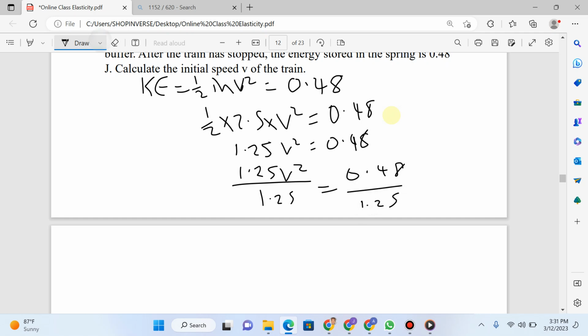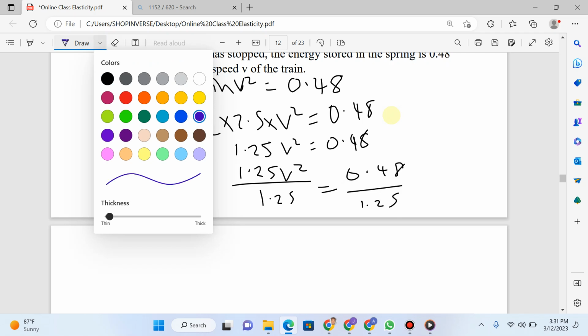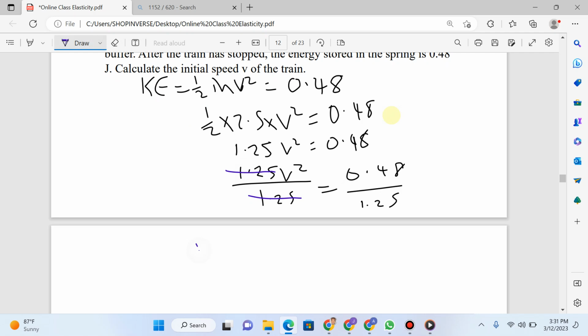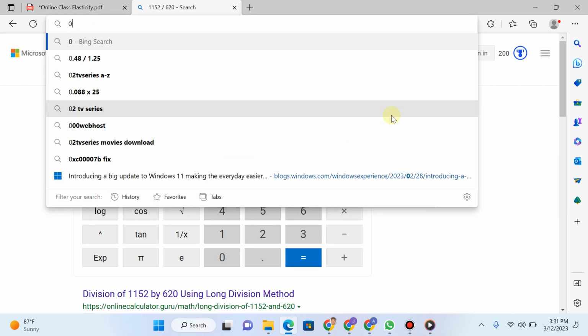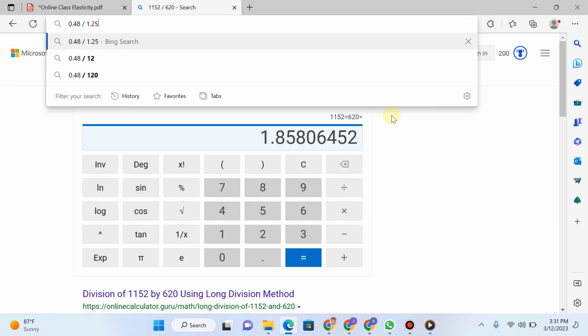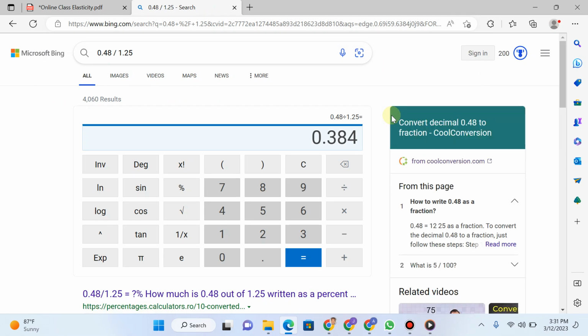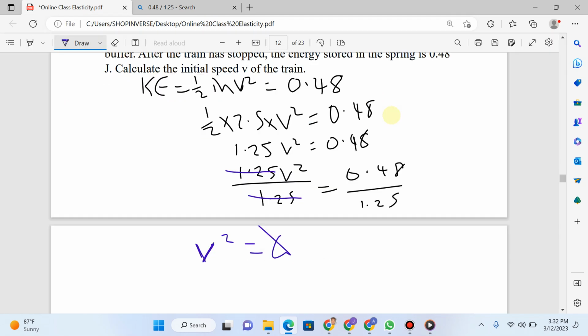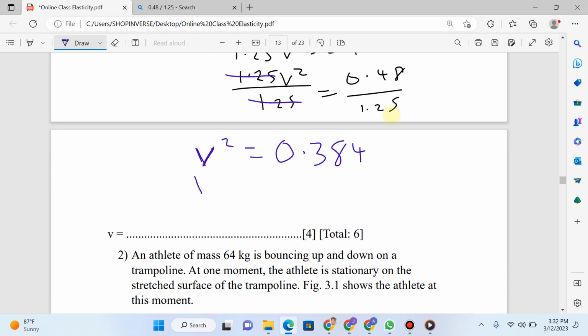In order to solve this, you cancel out 1.25 on the left hand side, and you will be left with v squared equals 0.48 divided by 1.25. This gives you 0.384. So now, if v squared equals 0.384, how do you get the value of v?